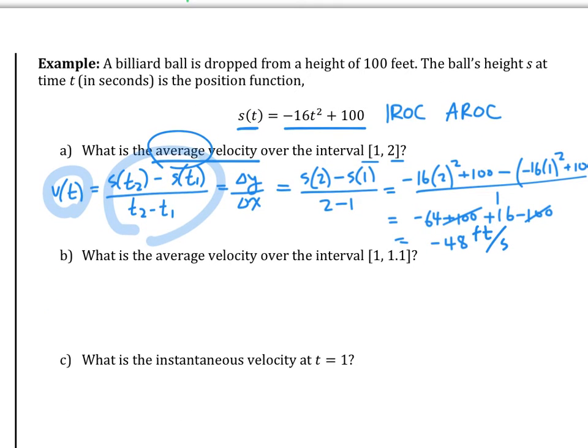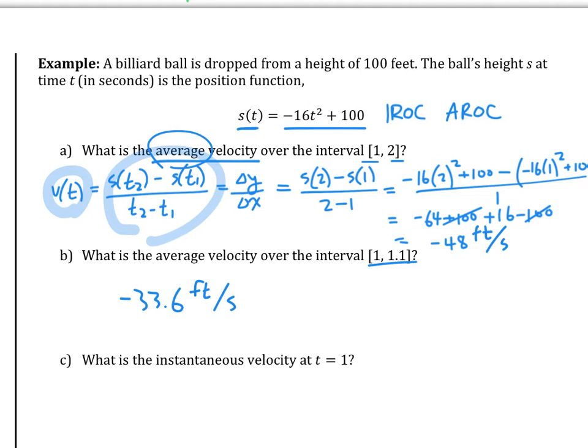All right, so let's go ahead and have you try the next one. This one you probably have to use the calculator because the interval is not integer. So what is the average velocity over 1 to 1.1? All right, pause the video and give this a try. All right, the answer is negative 33.6 feet per second.